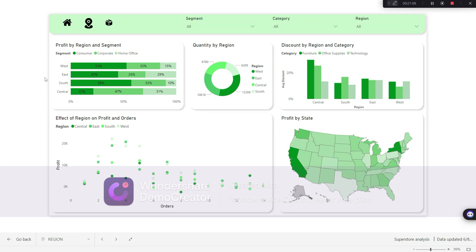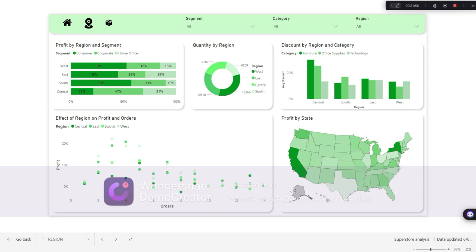Likewise, for the other regions, West, South, and Central, we have the most consumer segment in South region, that made nearly about 55% profit. In South region, consumer segment made 58% profit as compared to others.